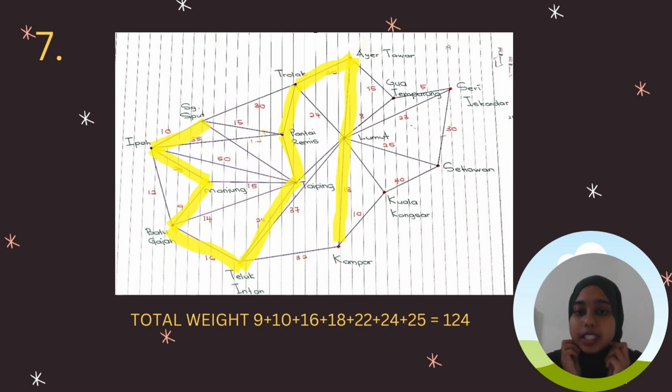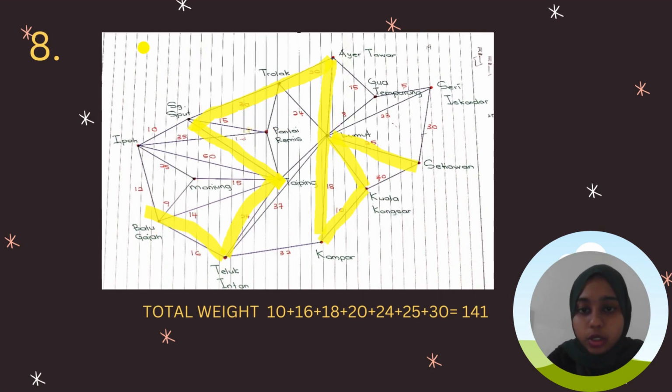Today I'm going to continue the algorithm. So the total weight is 9 plus 10 plus 16 plus 18 plus 22 plus 24 plus 28, which equals 124. So 9 represents Batu Kurau to Manjung. 10 represents Sungai Siput. 16 represents Batu Gajah to Teluk Intan. 22 is Tolak to Air Tawar. And finally 25 represents Manjung.